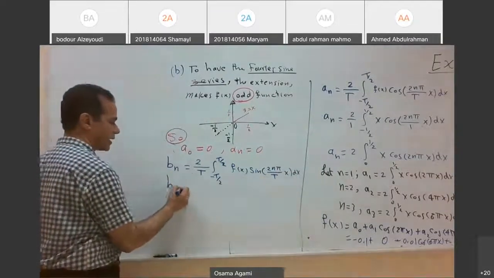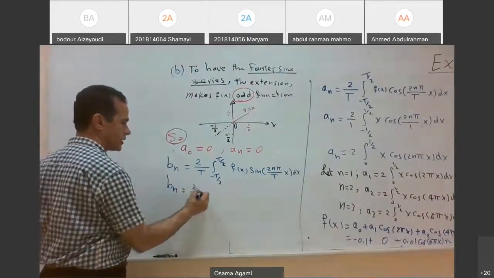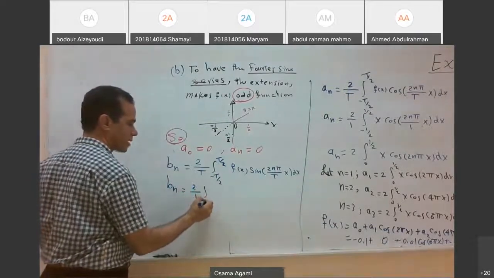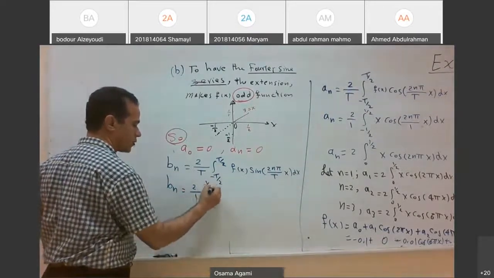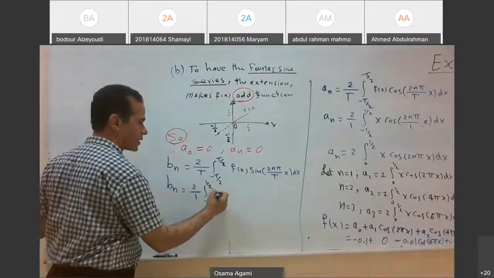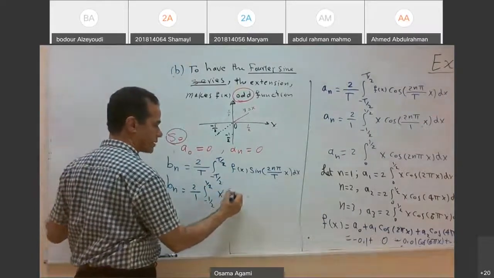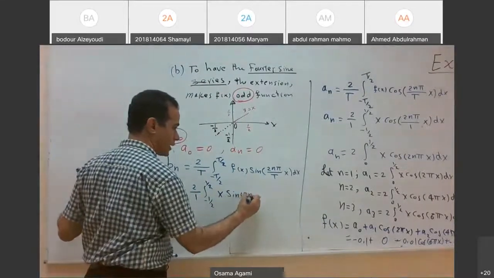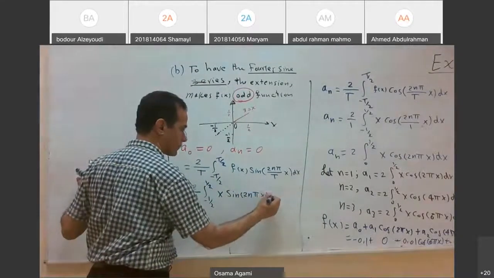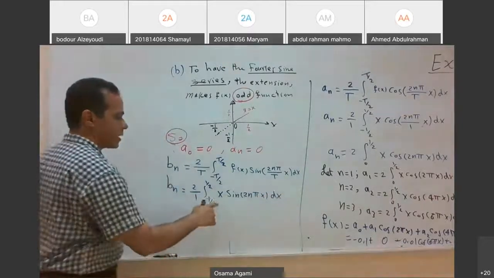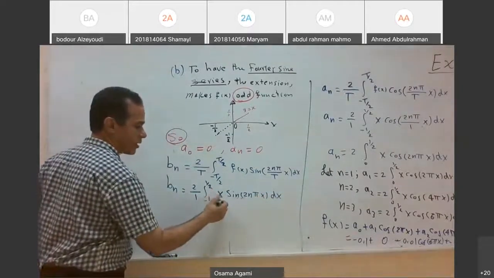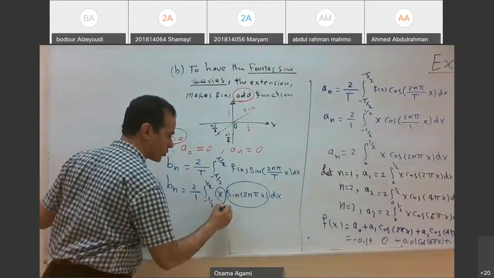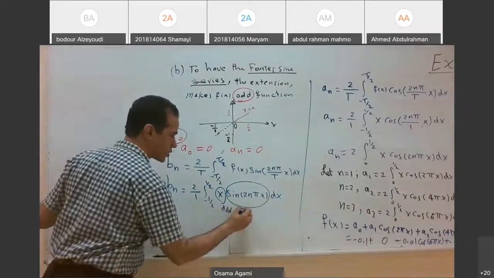Now Bn equals 2 over T. What is T? It's 1. Integrating from minus half to half. What's your function? X, multiplied by sine 2n pi x. This is an odd function. X is an odd function, and sine is also odd. So this is odd, and this is also odd.